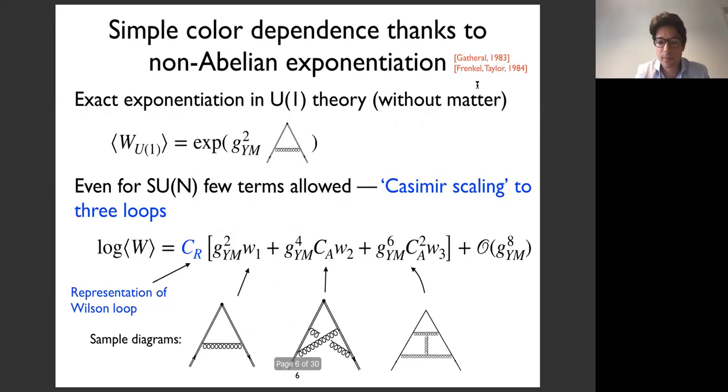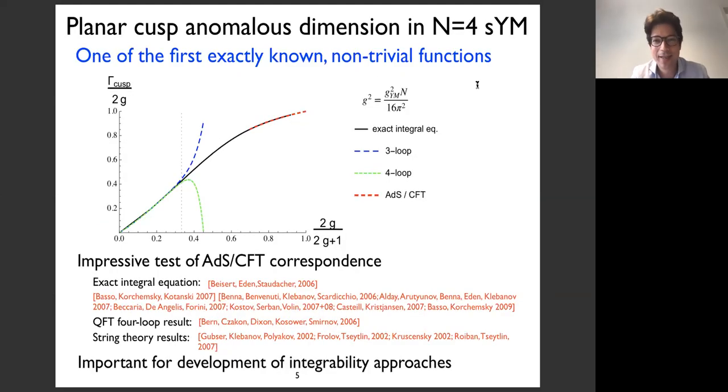Now, famously, the planar Cusp anomalous dimension in N equals 4 super Yang-Mills is one of the first cases of an exactly known quantity. And this is shown in this plot where on the vertical axis, you have gamma cusp divided by g. So this normalization is chosen such that it still vanishes at low coupling and goes to 1 at strong coupling.